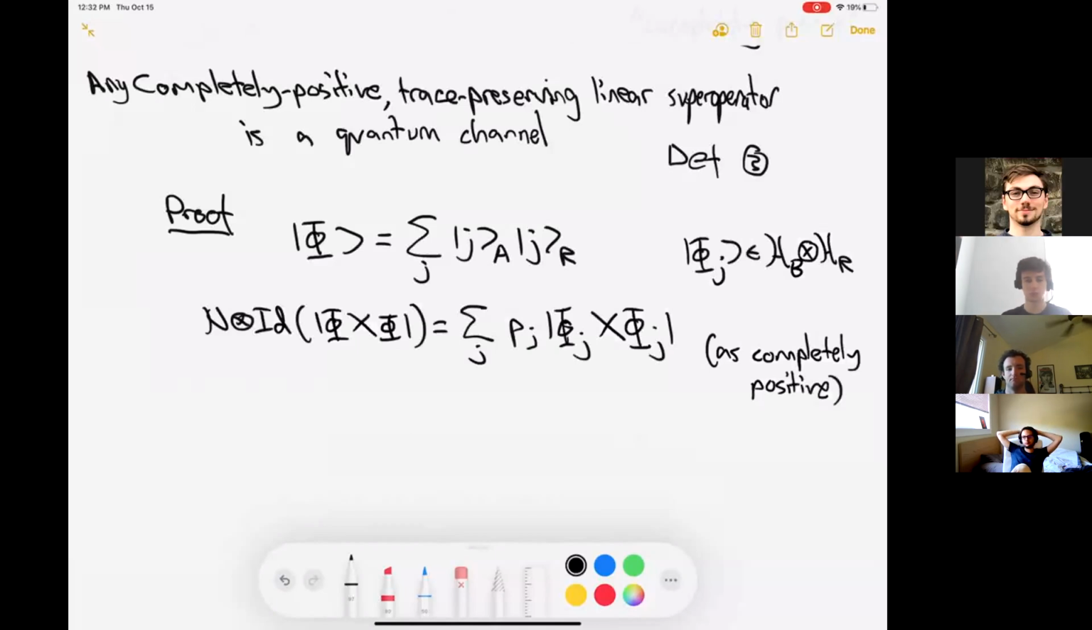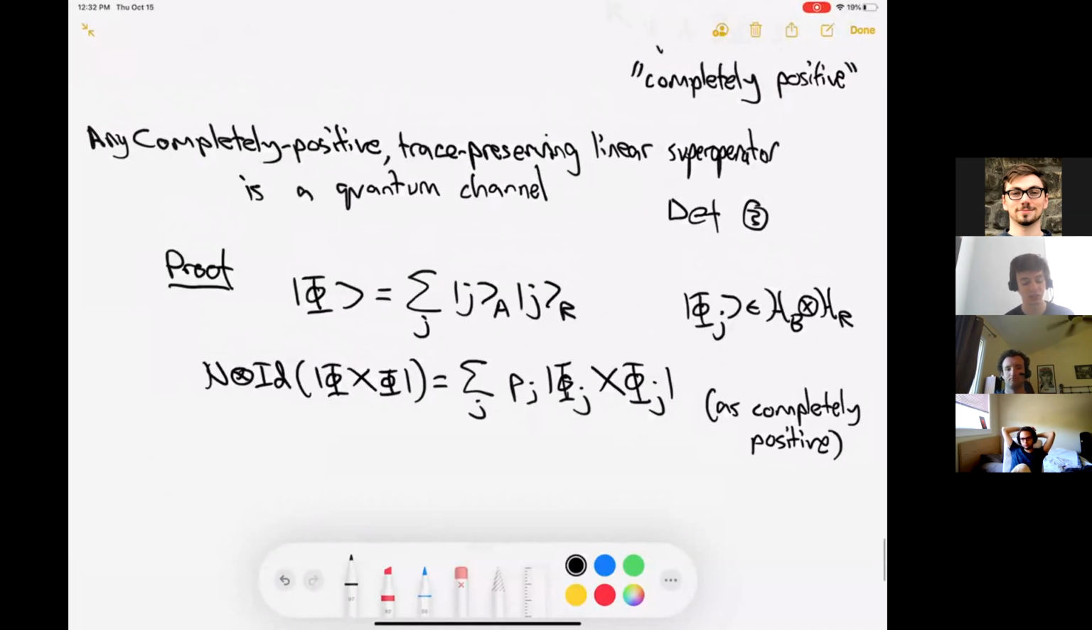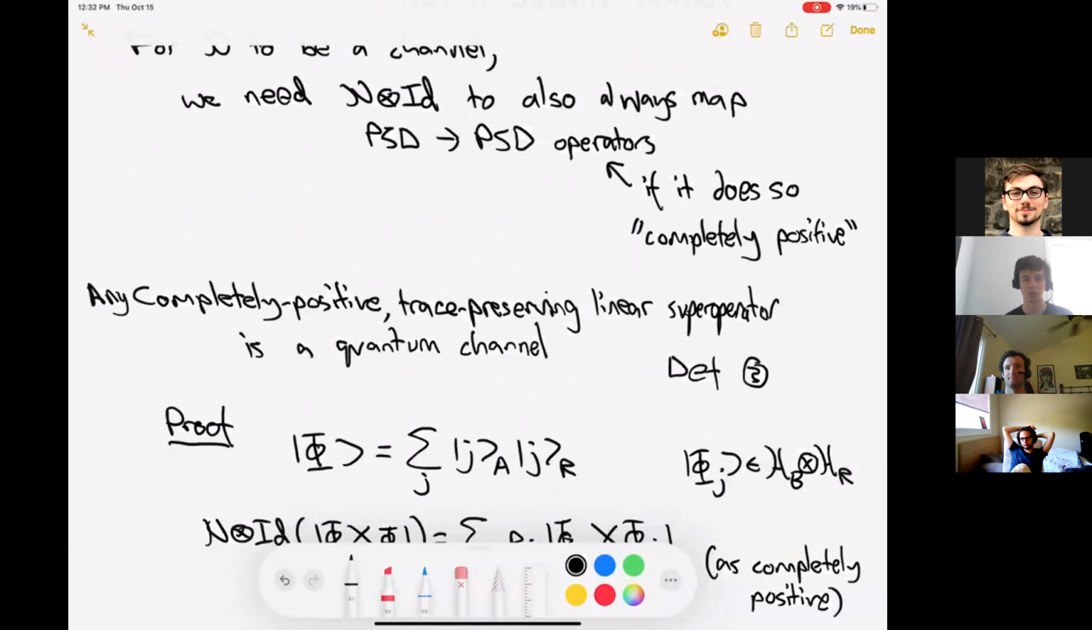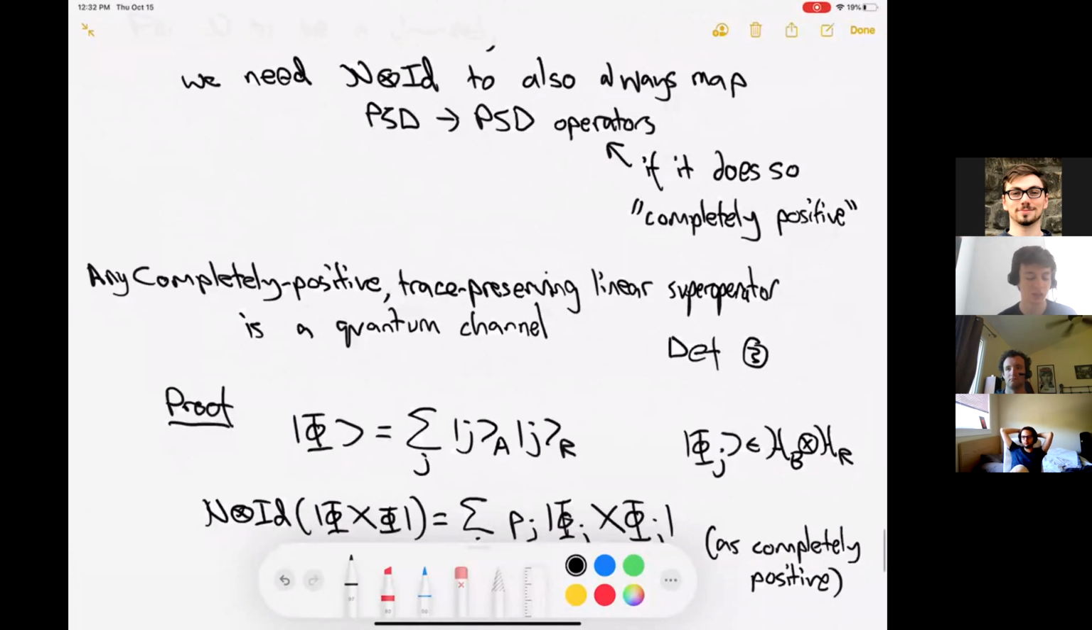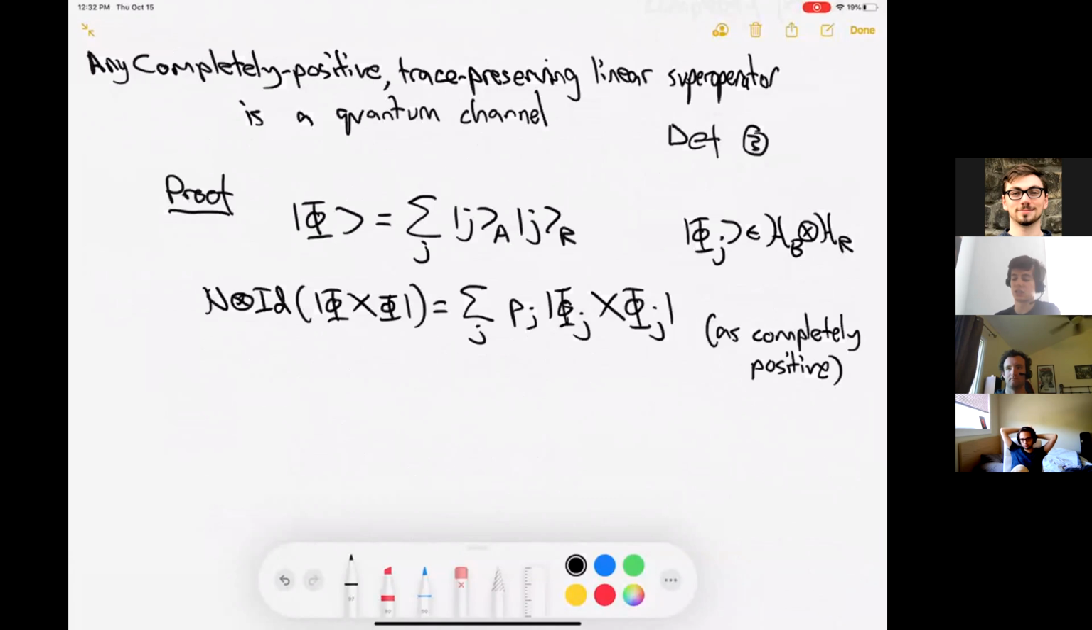Is this an assumption, or is this? This is an assumption. So our theorem is that a completely positive trace preserving linear superoperator is a quantum channel, in the sense that it has a Kraus representation and a Stinespring representation. Okay, so we've assumed complete positivity, and that lets us get this fact.